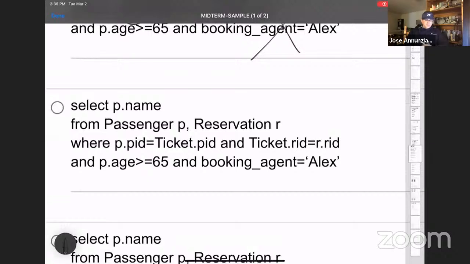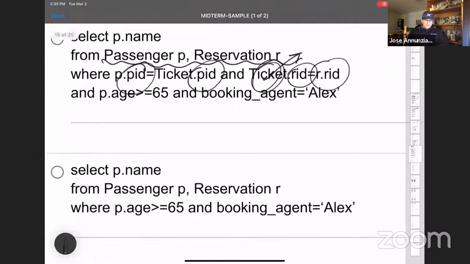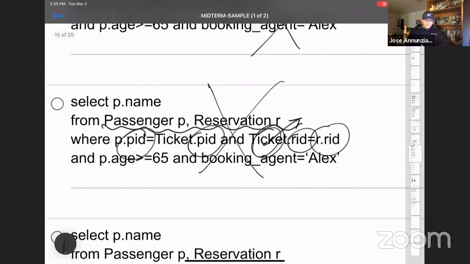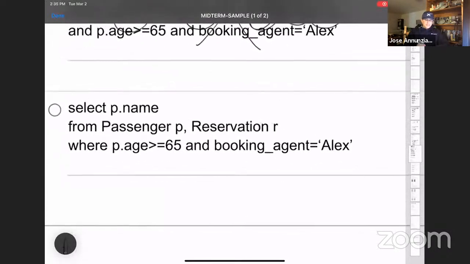Probably something similar here. Notice that we only have 2 tables here. And notice that the join is weird. Even though the fields are correct, this can't live here. This has to be in the from clause, not in the where clause. So that's no good either. No good.